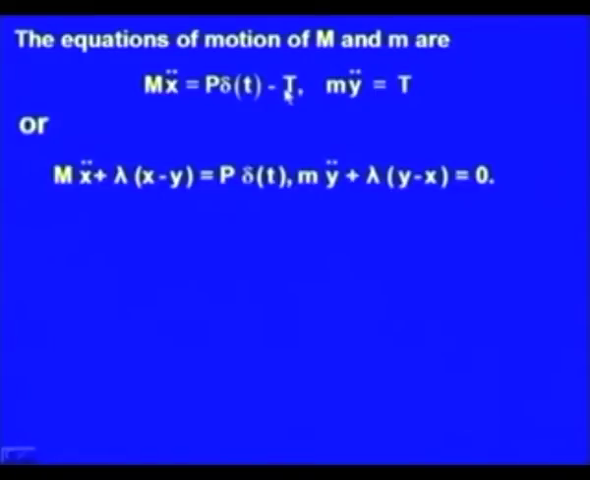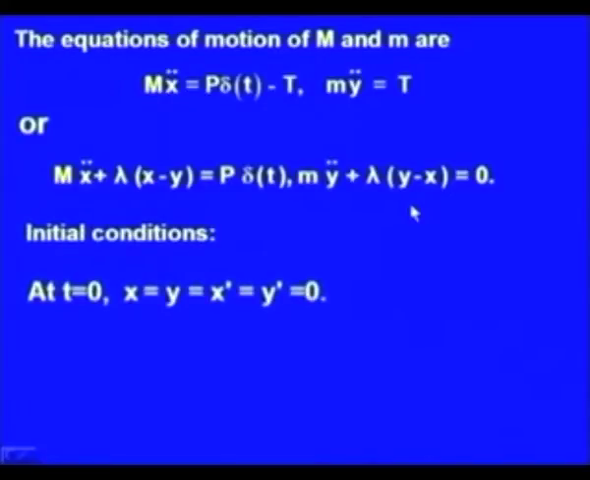And now, let us put the value of T equal to lambda times x minus y in these two equations. We will have capital M x double dot plus lambda times x minus y equal to p delta t, and m y double dot equal to lambda times x minus y, which we can write as m y double dot plus lambda times y minus x equal to 0.